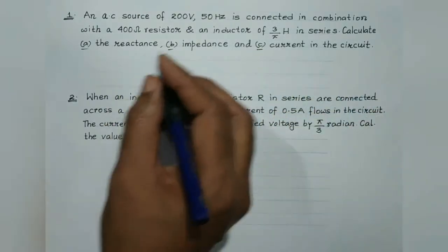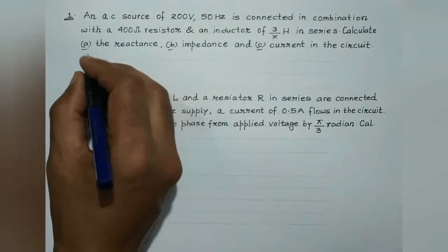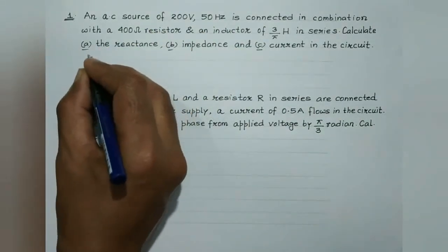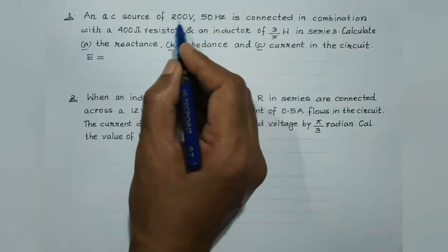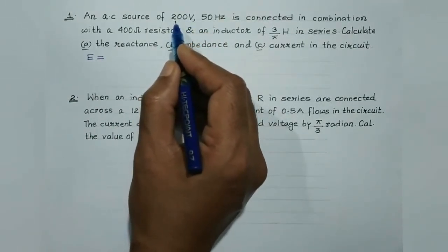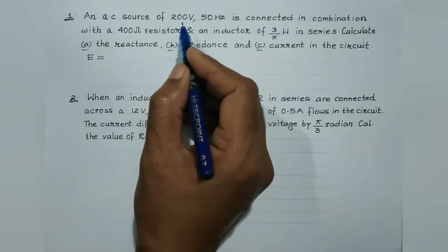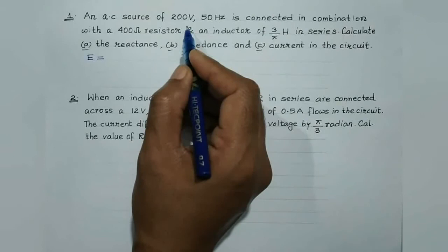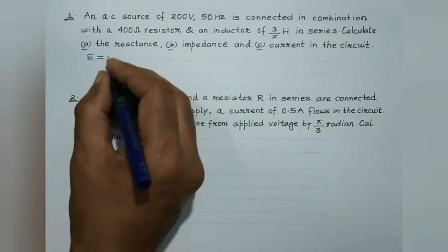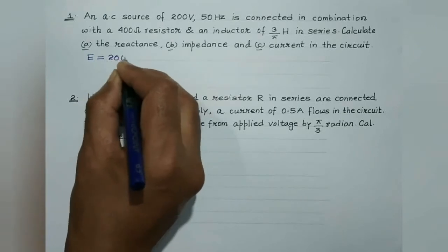So what we do is, let's note down the given information. E, as I've told you, is to be considered the RMS value of the voltage. Unless and until it is specified, the value of alternating current or alternating voltage given in the numerical is to be considered the RMS or the virtual value. So the virtual value of EMF is given to be 200 volt.